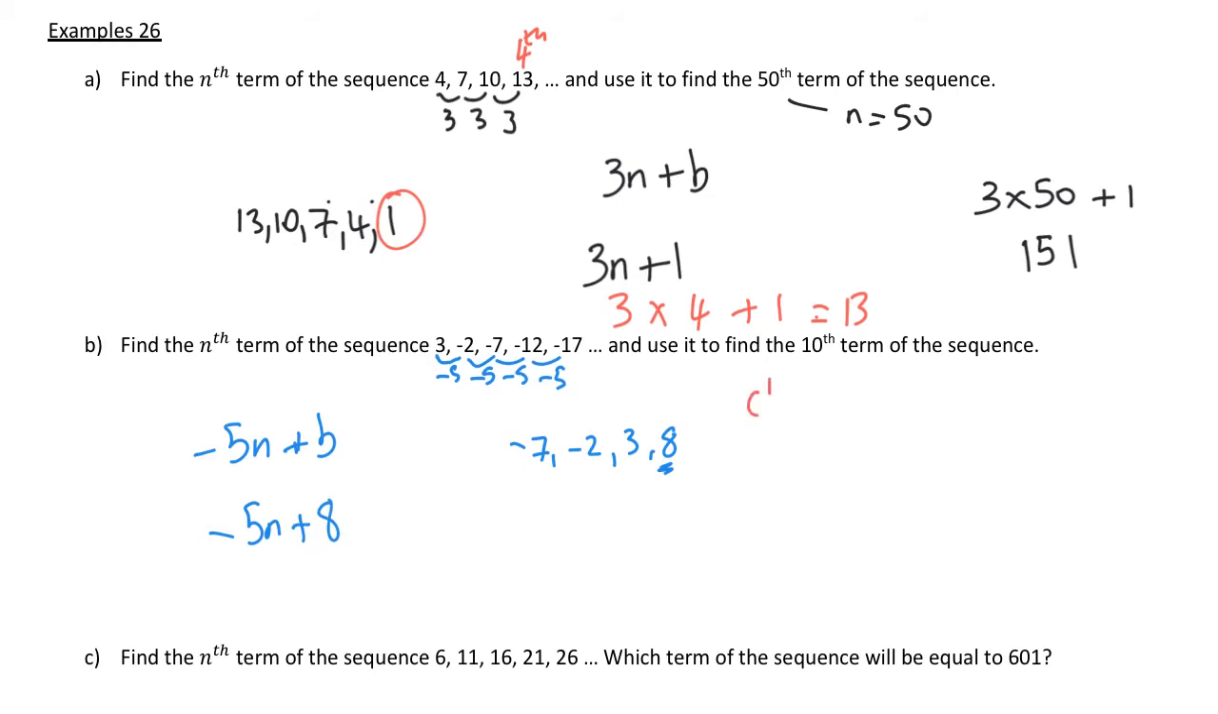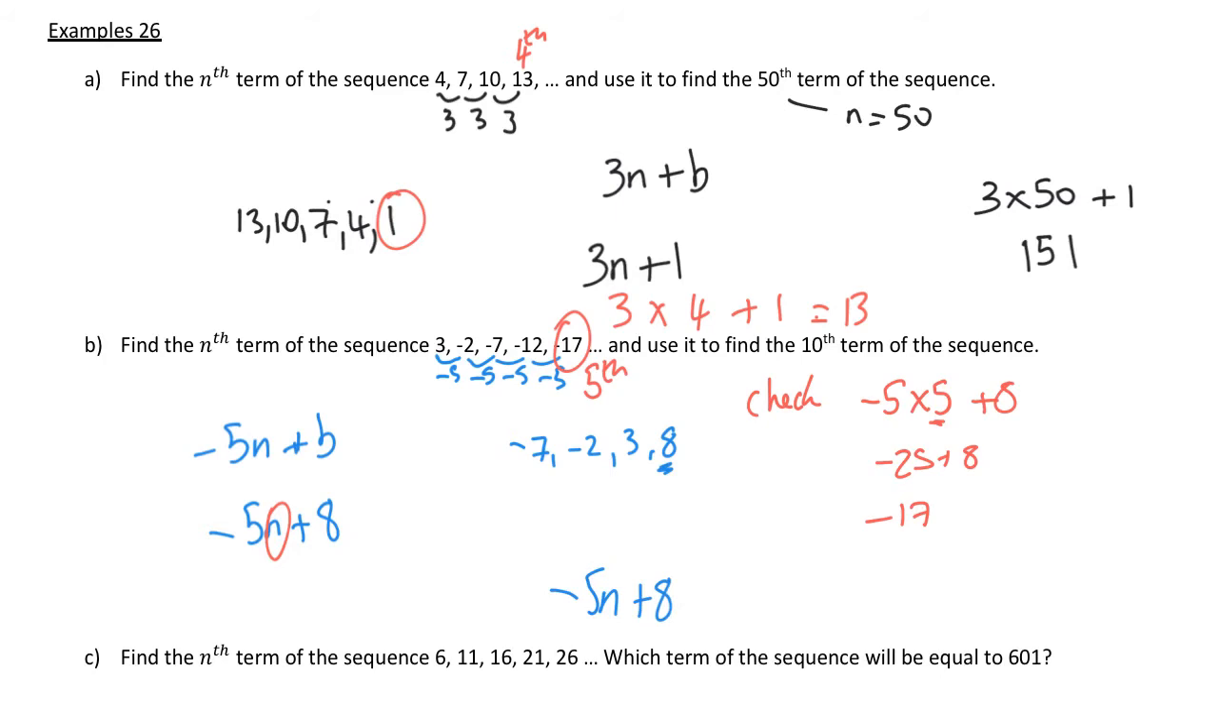What we can do is we can check that out. The minus 17 is the 5th term. So if we do minus 5 times 5, so instead of n, we're replacing it with 5, and then add on 8, we get minus 25 plus 8, which is minus 17. So that's right. Our formula then of minus 5n add 8 stands up.